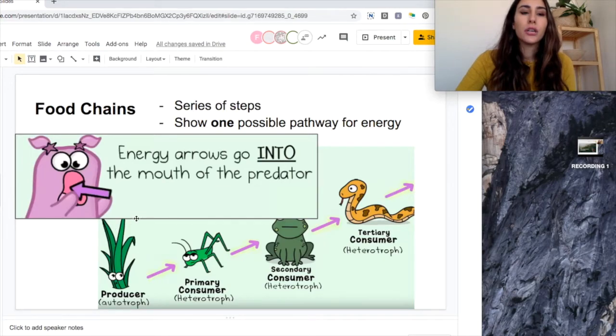Producers are things like plants, but remember, they don't have to be plants. They could be things like phytoplankton, cyanobacteria, any type of organism that makes its own food. Okay, so one more time. The food chain is showing feeding relationships that are going on, but it's also showing the movement of energy from one organism to the other to the other.